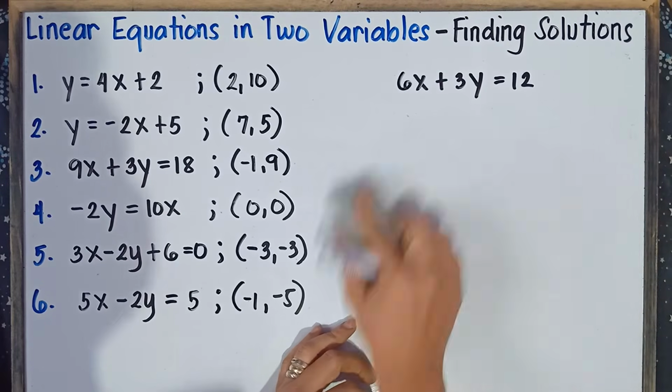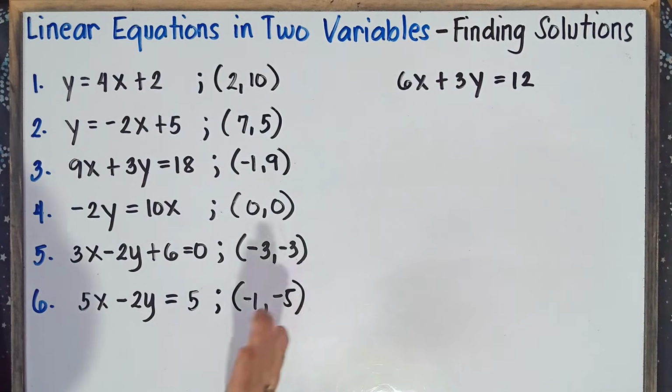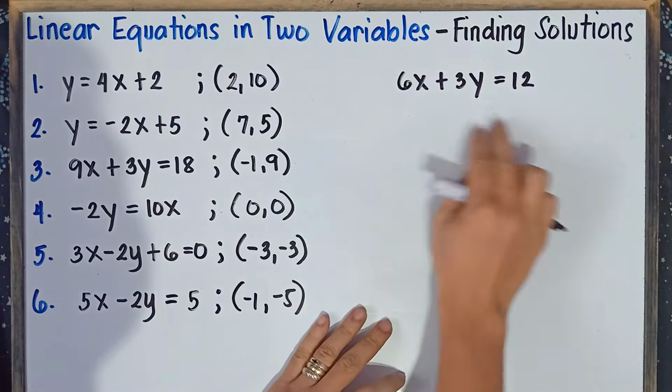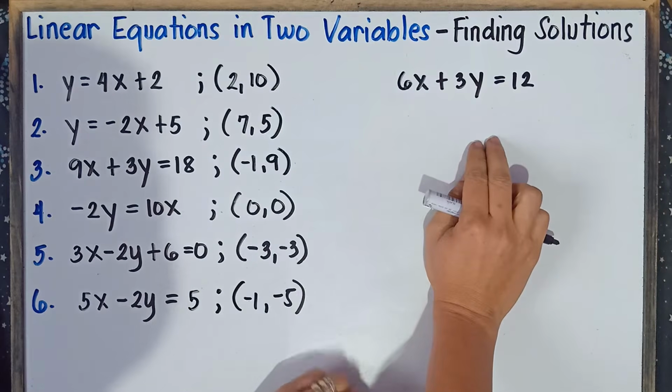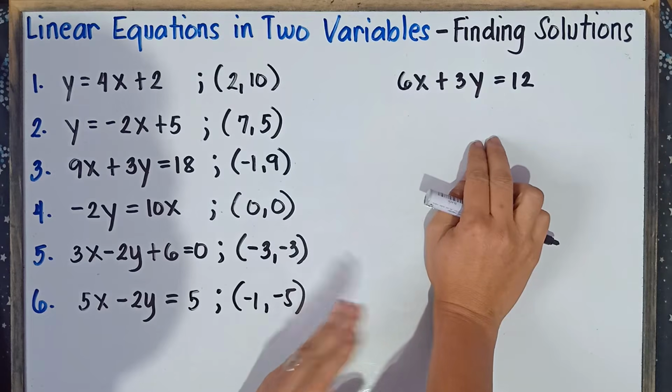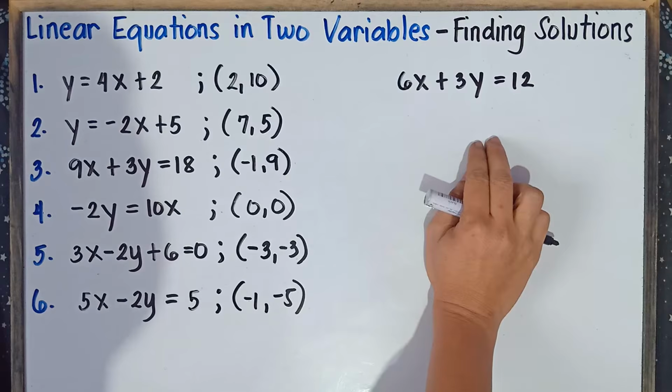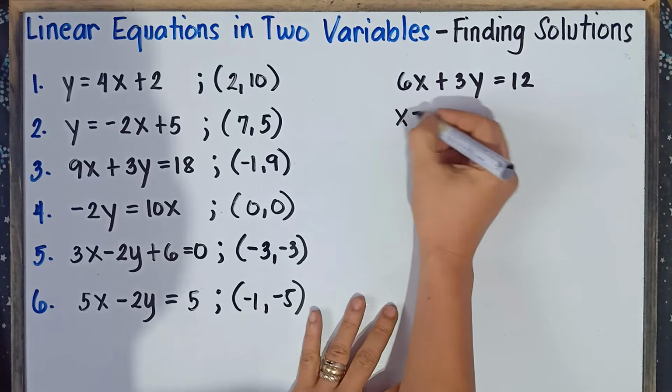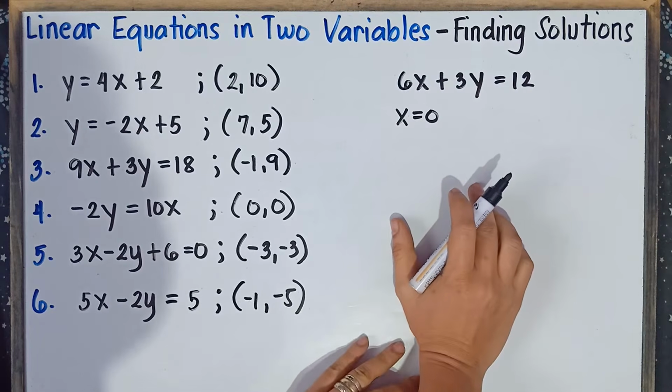What if you are given an example like this, and you don't have the ordered pair? How will you find the solutions in this given equation? How would you find the ordered pair? To find the ordered pair, class, you assume any value for x. Let's assume any value for x, class. If I say x is equal to 0, let's find the value of y, class.